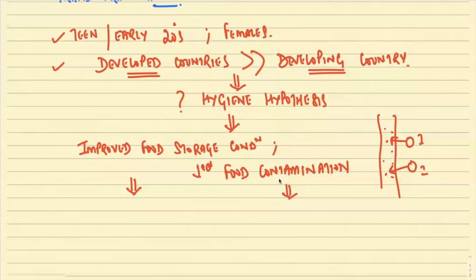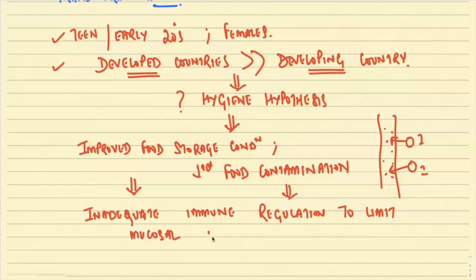So basically, because of improved food storage conditions and decreased contamination, there is inadequate immune regulation to limit the mucosal immune response. I hope everyone has understood the reason why inflammatory bowel disease is more common in developed countries as compared to developing countries.